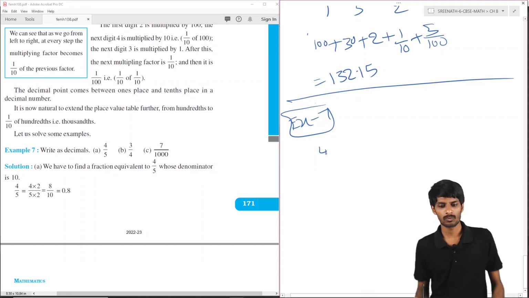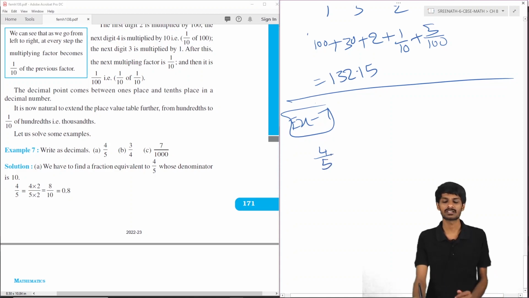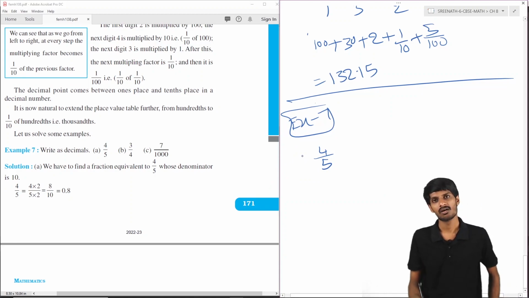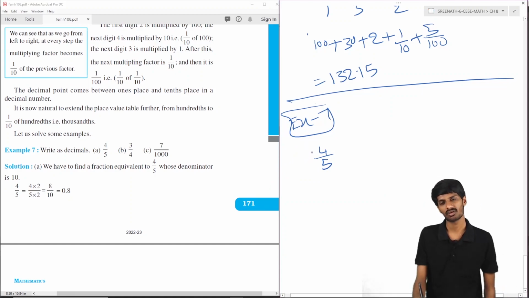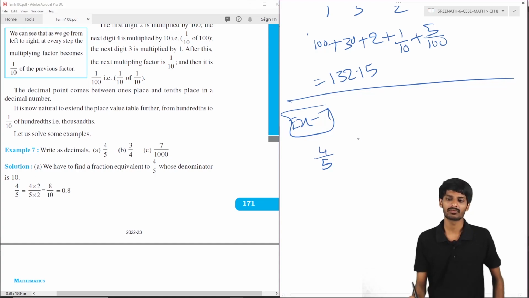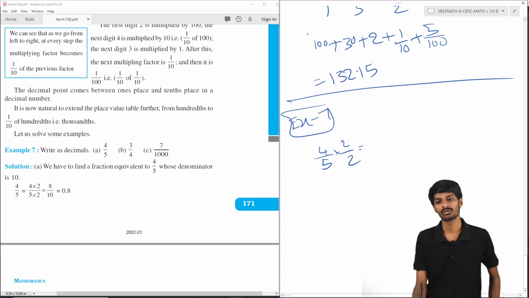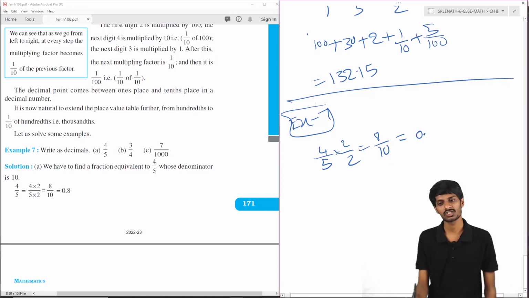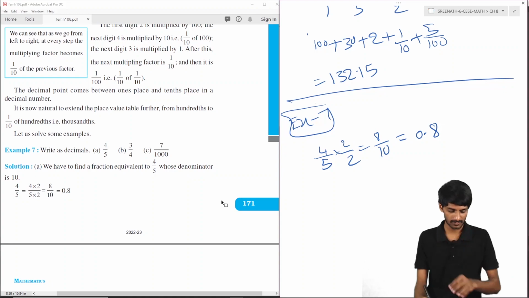So first is 4/5. How to represent it in the form of decimals? If it has denominator 10, we can simply write it as 0.4 if it is 4/10, or if it is denominator 100, then 0.0 something, like that. But if there is no 10, then how do we do this? For that we have to convert this fraction so that it has denominator 10 or 100. So if you multiply numerator and denominator by 2, you will get 8/10. How many 1/10 parts? There are 8 1/10 parts, which means 8 parts out of 10, that is 0.8. It is the decimal, students.